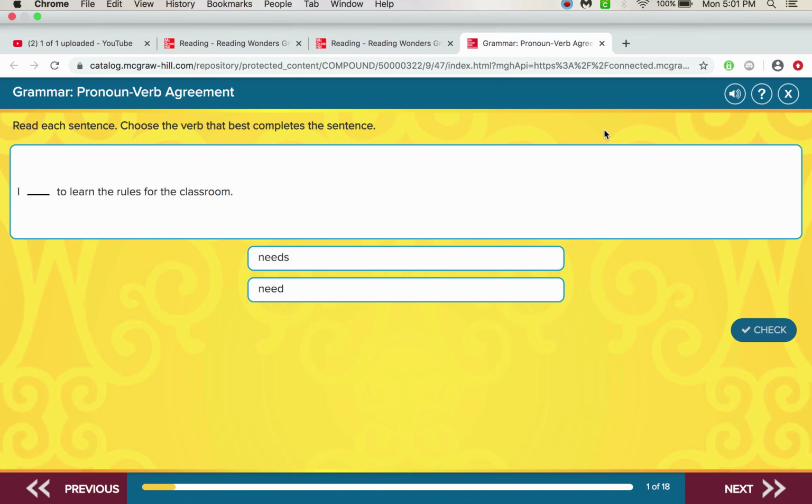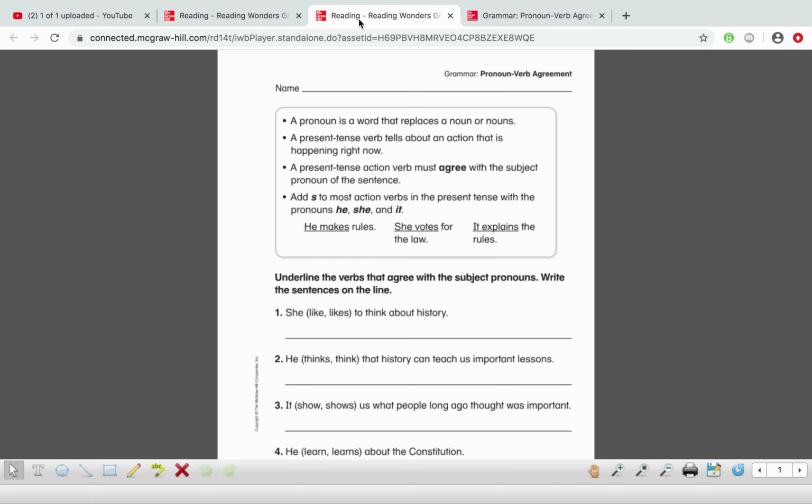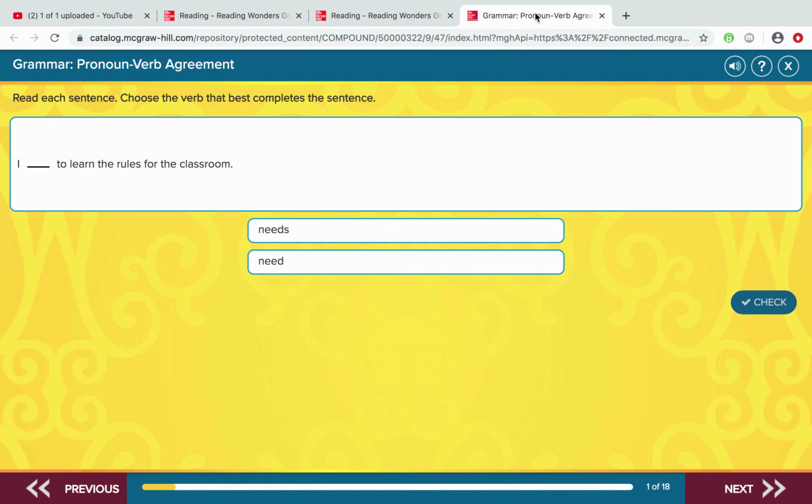Hey, second grade friends, we're going to talk a little bit together today about pronoun verb agreement. Yesterday you did this paper. You add an S to the verb, the action word, when the pronoun is he, she, or it. Today we're going to include the pronoun I, and that's different.